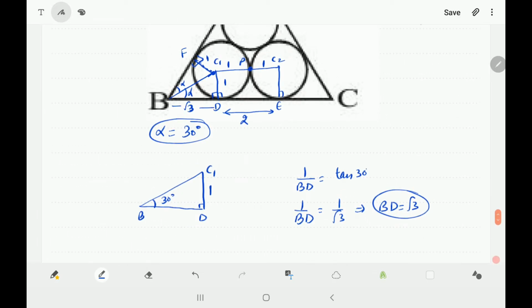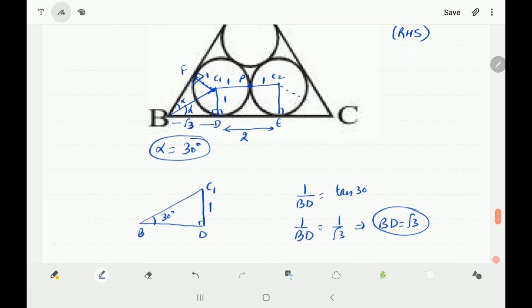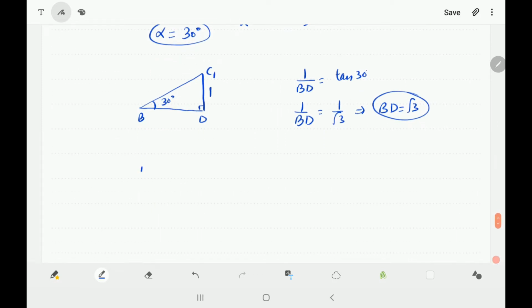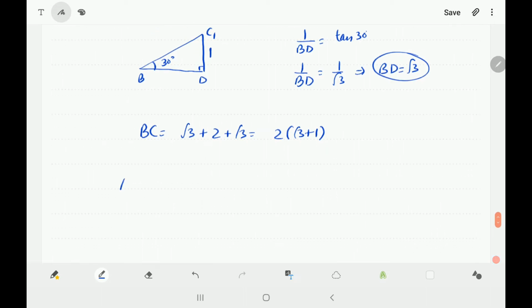Similarly, if you join C2 and construct a perpendicular again, you will be able to calculate the value of CE as root 3. So we will have a side length BC, which will be root 3 plus 2 plus root 3, which will be equal to 2 times of root 3 plus 1. Is this clear? Now we have to find the area of the triangle ABC.